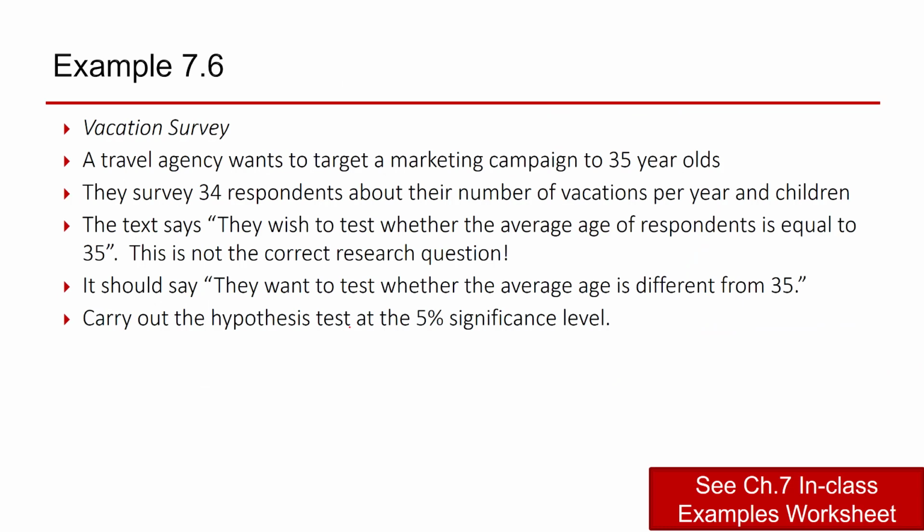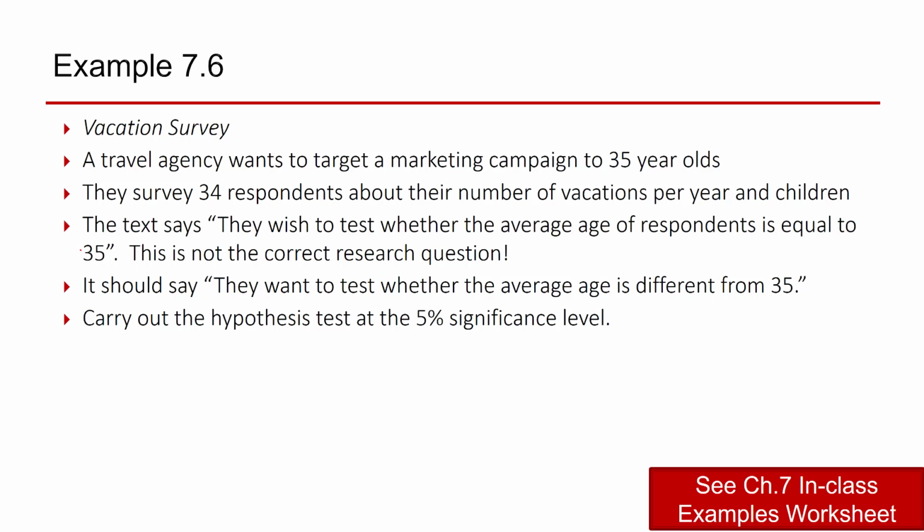Okay, so let's try another example from scratch. This one is a vacation survey. A travel agency wants to target a marketing campaign to 35-year-olds. They survey 34 respondents about their number of vacations per year and children. Now notice that your book says they wish to test whether the average age of respondents is equal to 35. This is like saying they're testing for innocence.